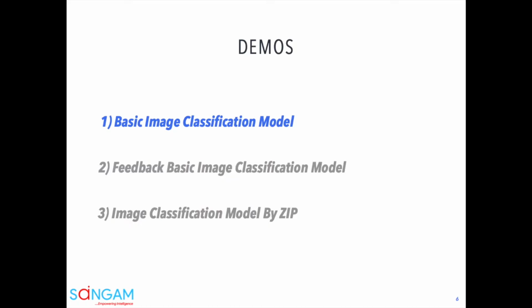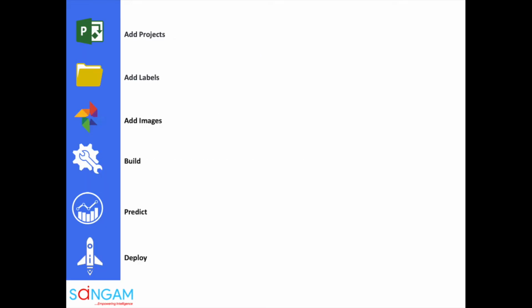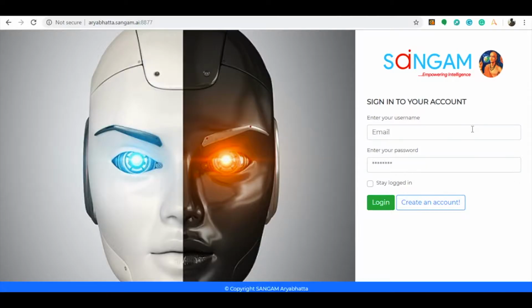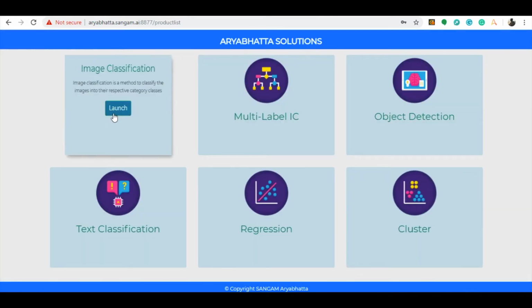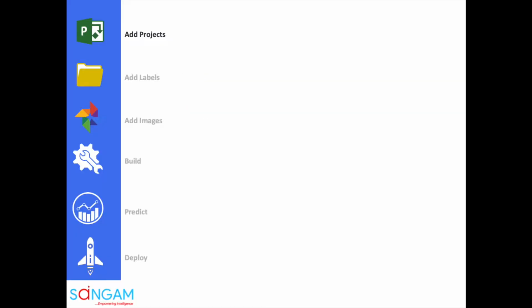Let us start with the first demo. It contains 6 steps. Now let us dive into the demo. Let us log into Aryabhatta. Now we will be launching the image classification and it will take us to the workspace.